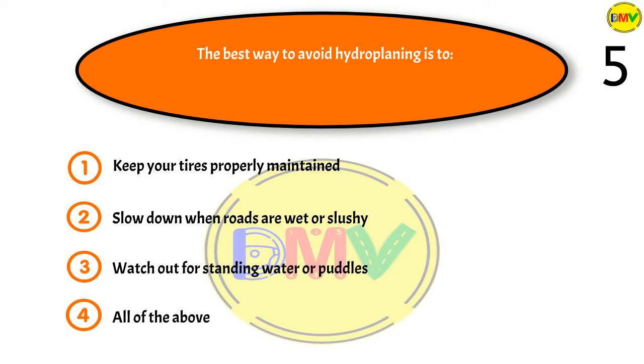Question 5. The best way to avoid hydroplaning is to: 1. Keep your tires properly maintained. 2. Slow down when roads are wet or slushy. 3. Watch out for standing water or puddles. 4. All of the above.